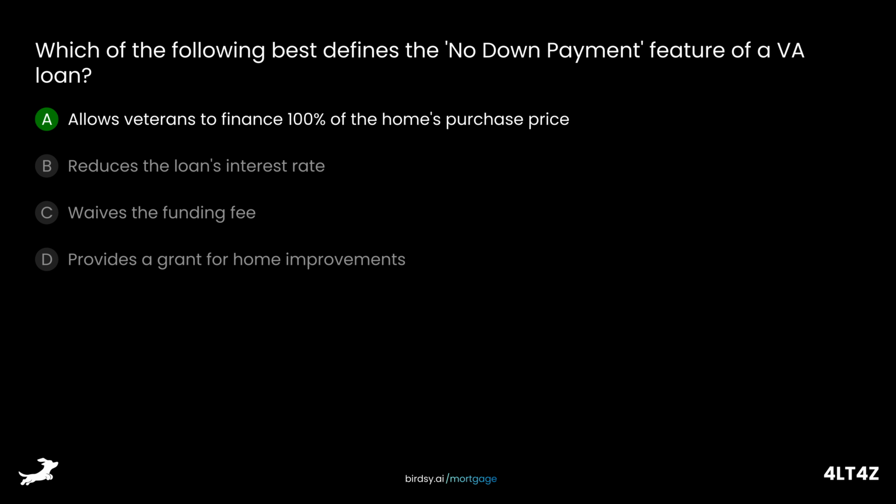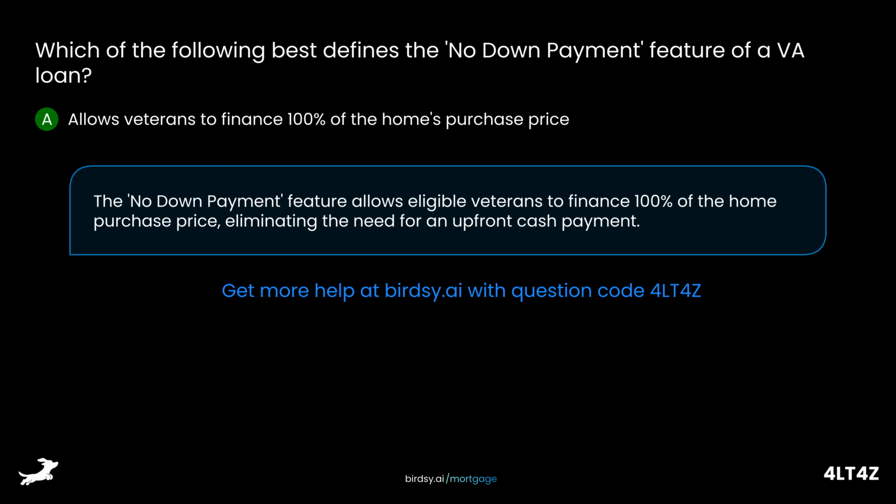The answer is A, allows veterans to finance 100% of the home's purchase price. The no down payment feature allows eligible veterans to finance 100% of the home purchase price, eliminating the need for an upfront cash payment.